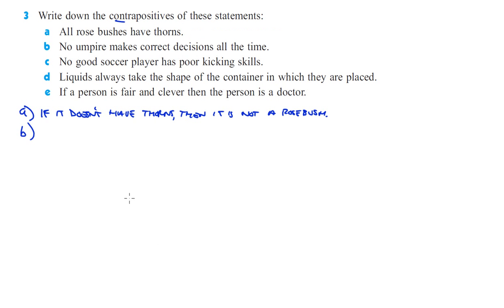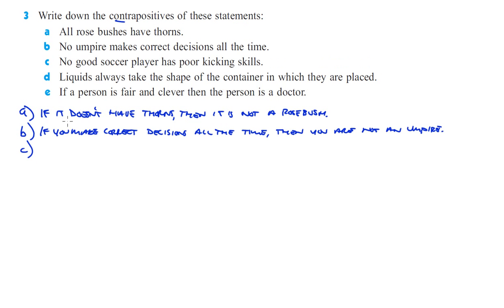Okay, let me try that again. So if someone does not make correct decisions all the time, then they are an umpire. Would that make more sense? So really what this thing's trying to say is umpires do not make correct decisions all the time. So then we'd have to say if you make correct decisions all the time, then you are not an umpire.